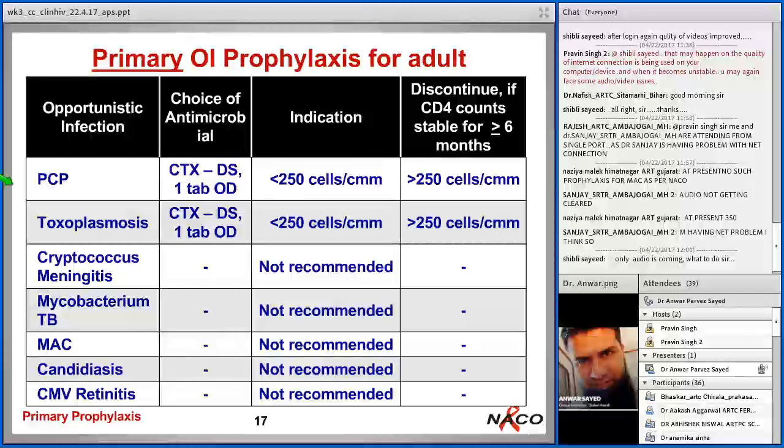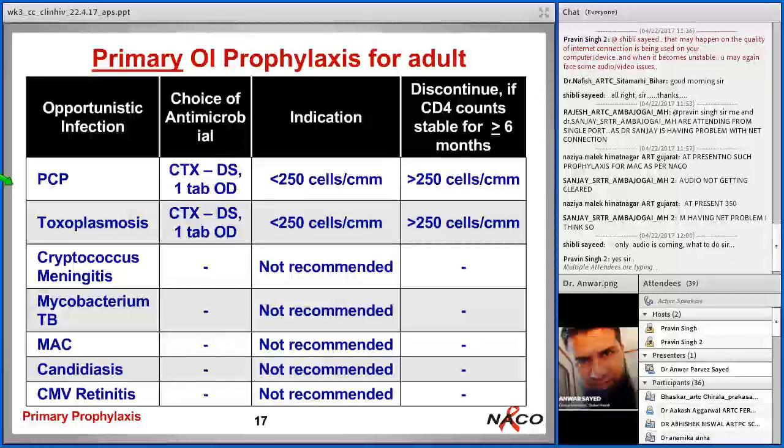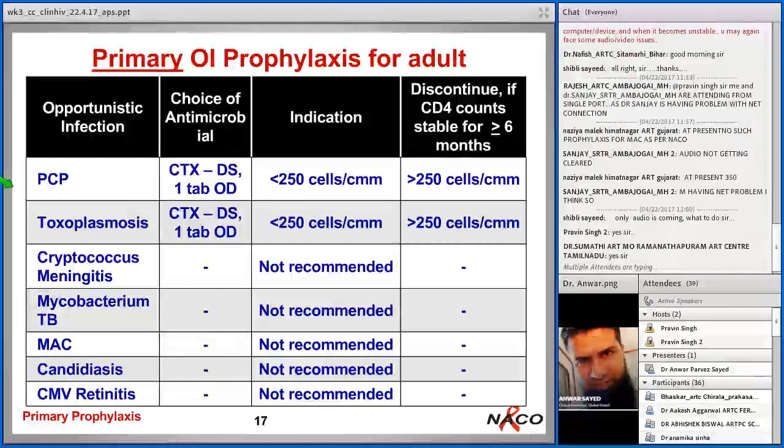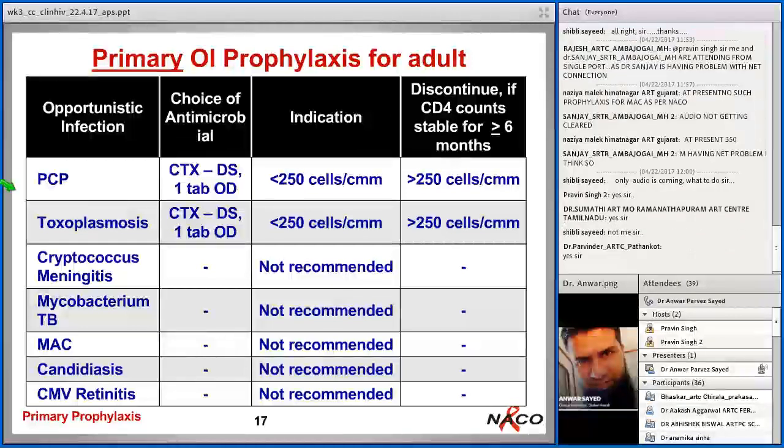Can others see video? Only audio is coming to Dr. Saeed. Are the slides visible to everyone? Okay, thanks Praveen. You can guide Mr. Shibli.